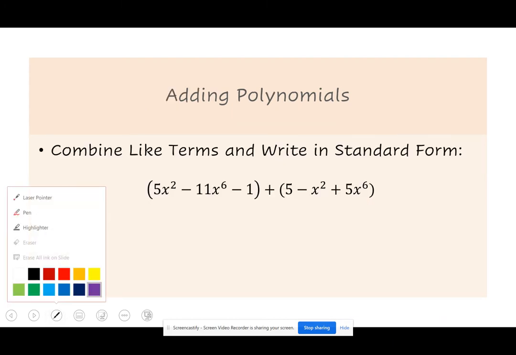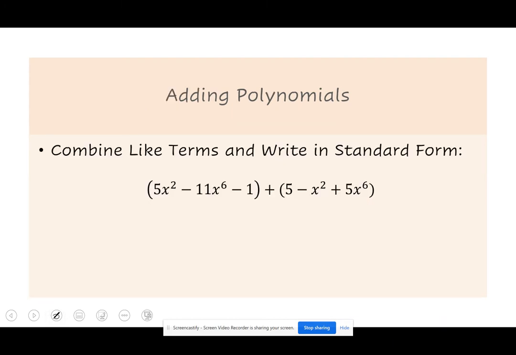Now we're going to look at adding our polynomials. So all we do is combine our like terms, and we want our final answer to be written in standard form, which is going to be highest exponent down to lowest exponent, so down to your just constant. So I see my highest exponent here is x to the 6th. So I'm going to combine those. We have negative 11 plus 5 is negative 6x to the 6th.